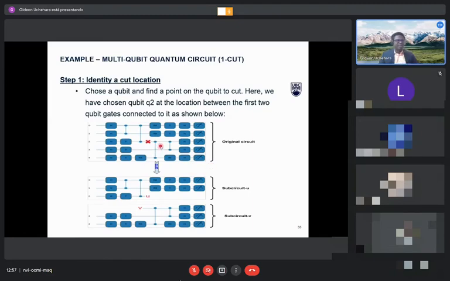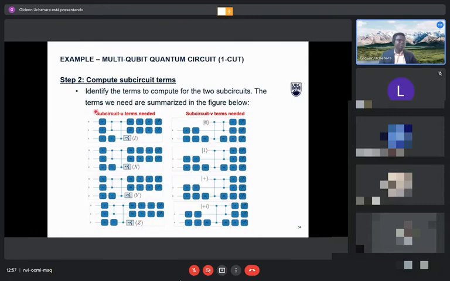Now I've chosen a location and I've made my cut. After the cut, I have 2 subcircuits, subcircuit U and subcircuit V. Now we have to identify the terms to compute for the 2 subcircuits, and the terms we need to compute are, as you can see in this figure. So it is the cut location.